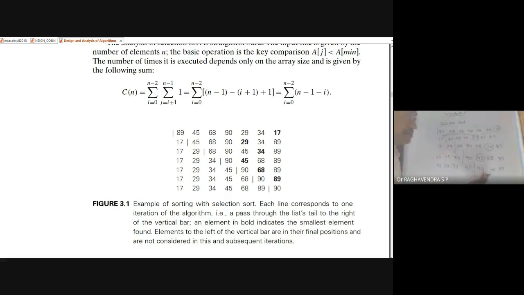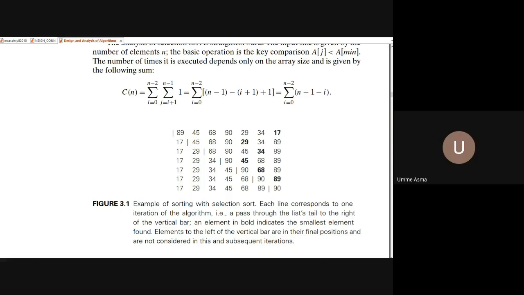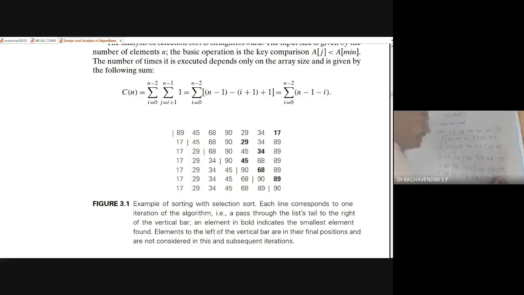Next. So what is the smallest element in this unsorted region? 68. Once again, you move this here: 17, 29, 34, 45, and it is 68. Move this bar again here, so what remains is 90 and 89. So which is the smallest element in this unsorted region? 89. 89 is the smallest.